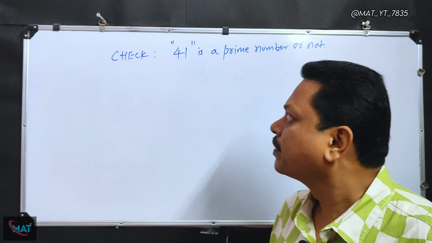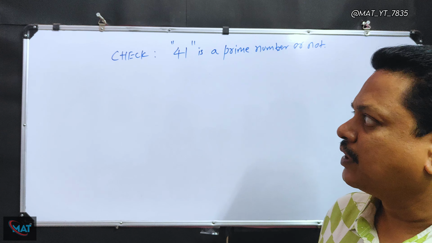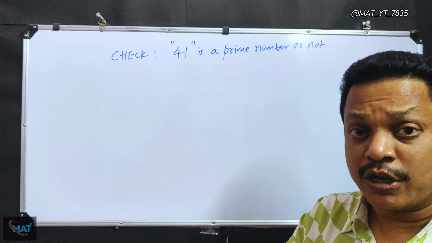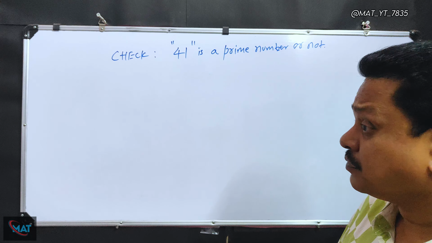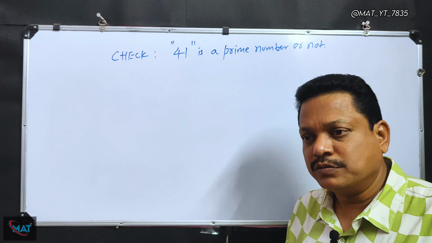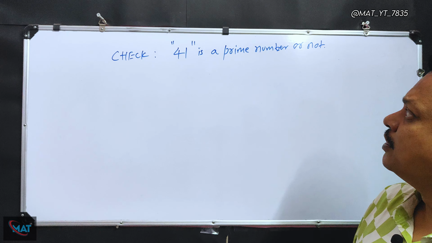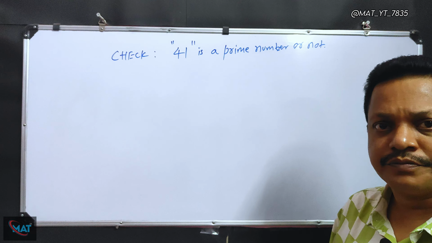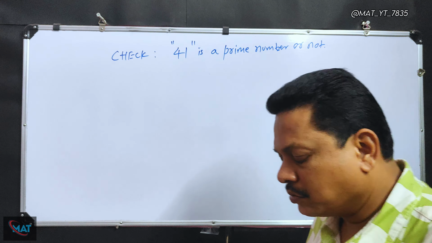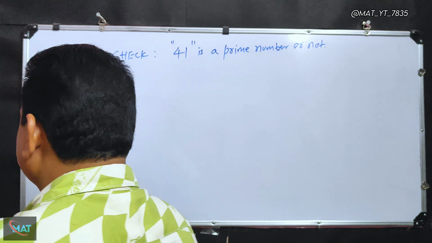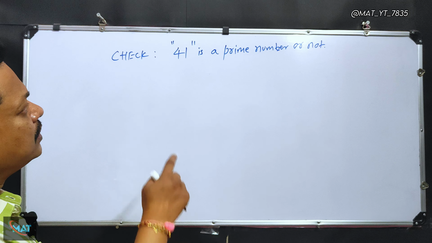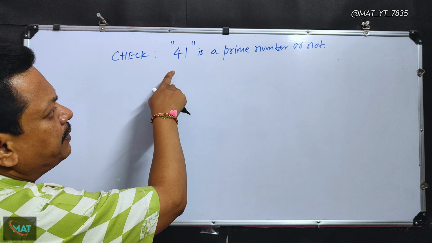Welcome students. In the last video I gave the 4 steps method to test whether a given number is a prime number or a composite number. We are going to apply those 4 steps now to check whether the number 41 is a prime number or not. How to work this out? Very simple. The first step says to choose 2 squares so that this number lies between them.